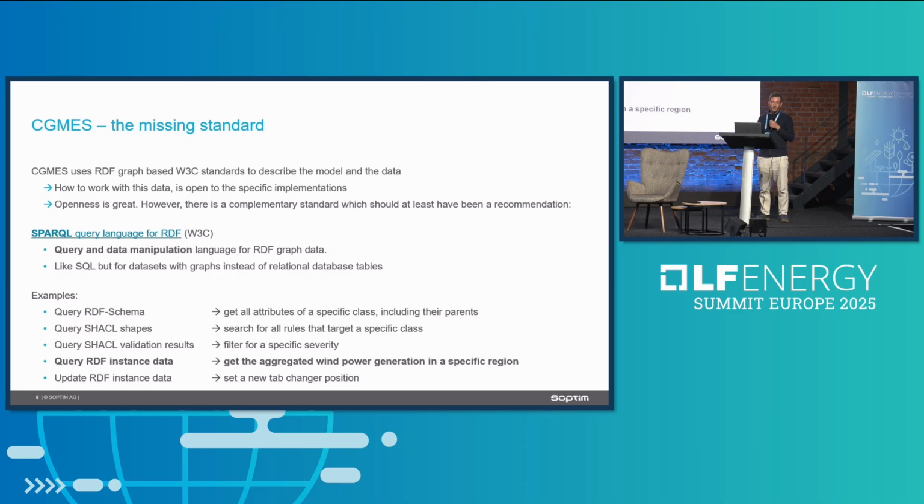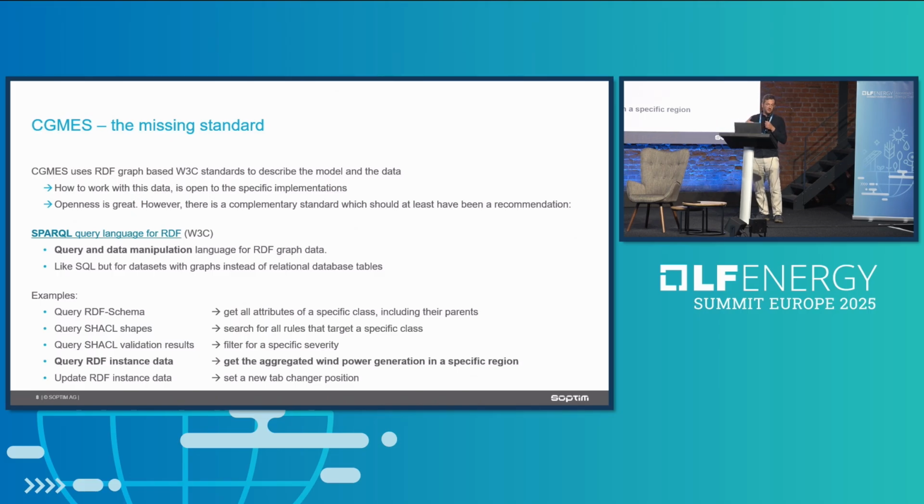It's a query and data manipulation language for RDF graph data. You may think of it like SQL, but for data sets with graphs instead of relational database tables. So, for example, if you have a schema, you can query all attributes of a specific class, including the parents. When you have these SHACL shapes, you can search for all rules that target a specific class.